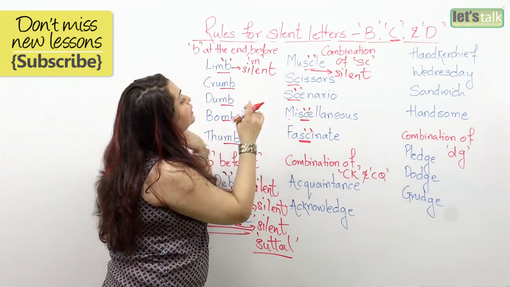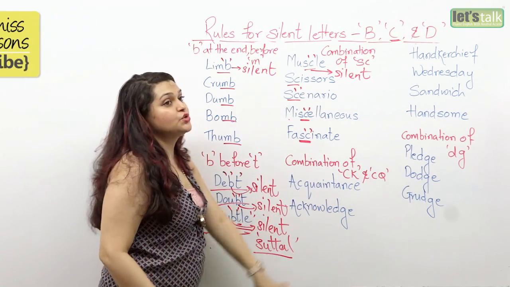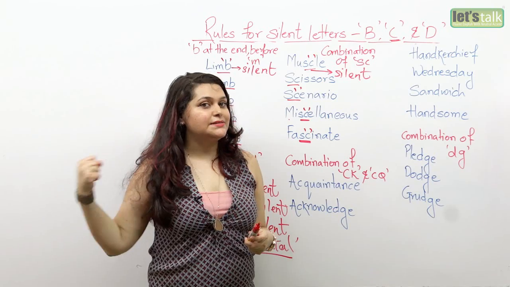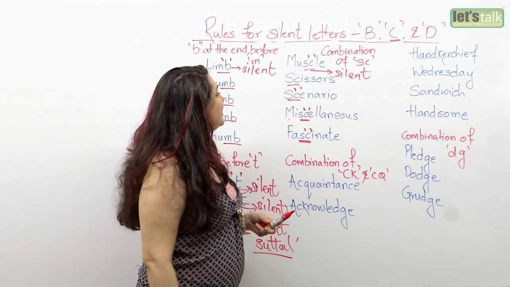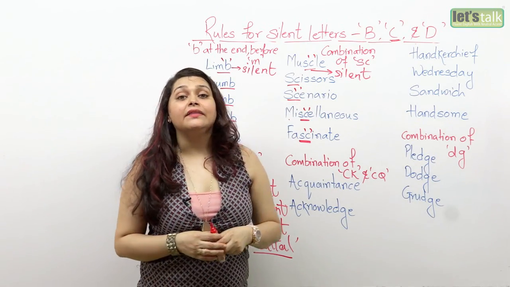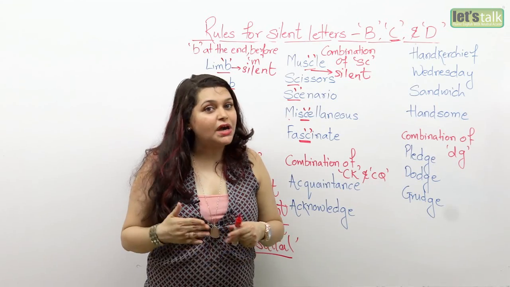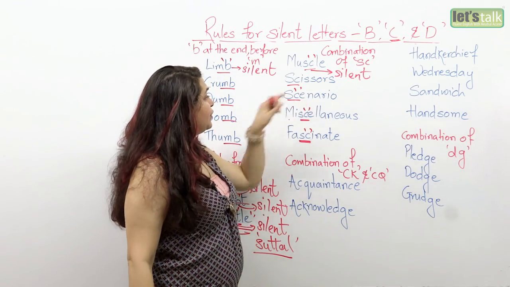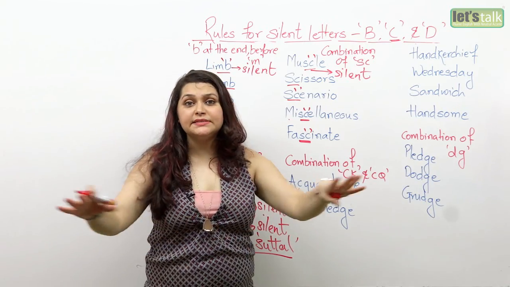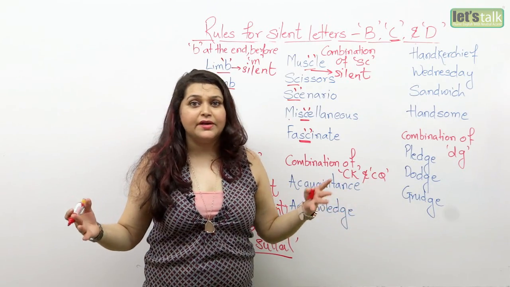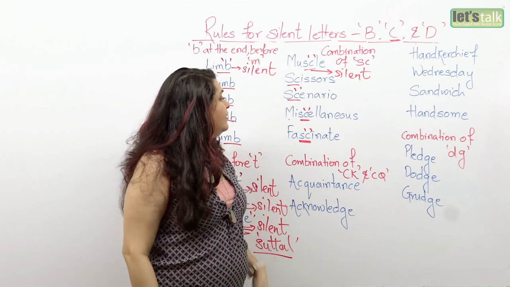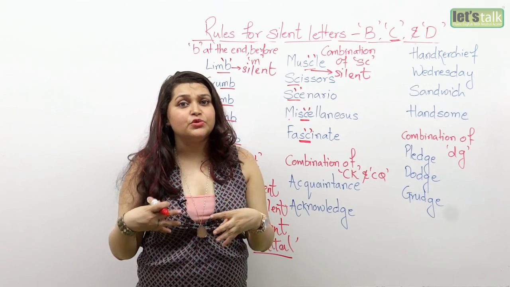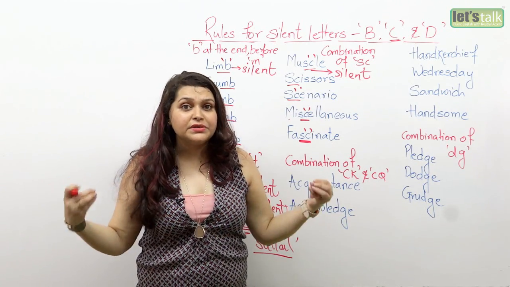I'm quickly going to tell you the meanings of these words so that you're familiar with them. Now muscle stands for the muscles that we have in our body. And scissors are the object that you use to cut something, be it paper or cloth. Then scenario stands for a certain situation, either in your life or workplace or whatever. Then miscellaneous is a collection of objects that have been collected from various sources.